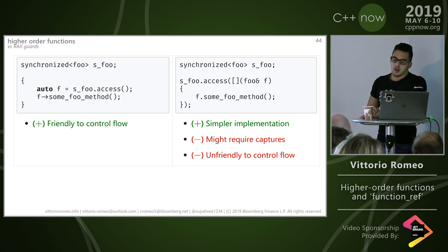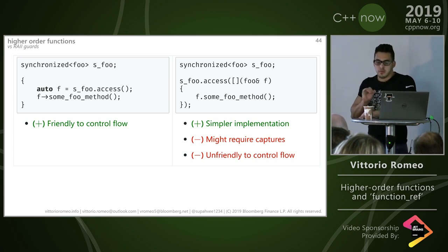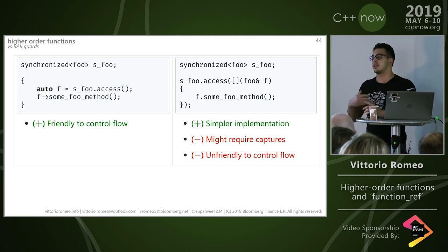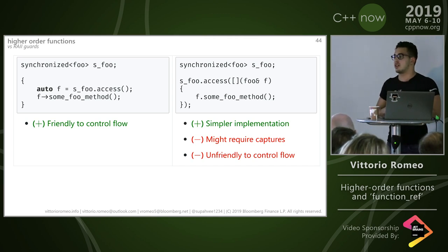Also, the second one might require captures for the underlying scope, and it's more unfriendly to composition and control flow. However, there's one big advantage for the second one, which is it's trivial to implement compared to the first one. So we lose, let's say, flexibility for the user, but we gain in implementation easiness.